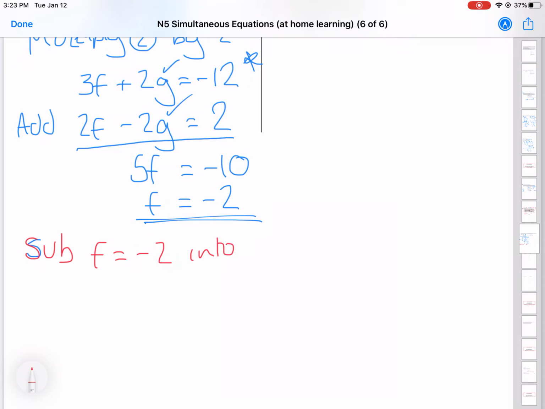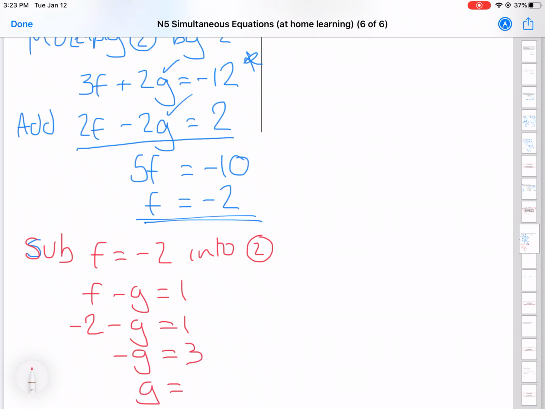I'm going to choose equation 2. You can choose equation 1 if you like. Equation 2 was f minus g equals 1. If f is now minus 2, take away g equals 1. Minus 2, move it over to the other side, so minus g is positive 3, so g is negative 3. And that tells me that's my two answers to them. So if I was to put f and g into both of those equations, I would create a number on the right hand side.